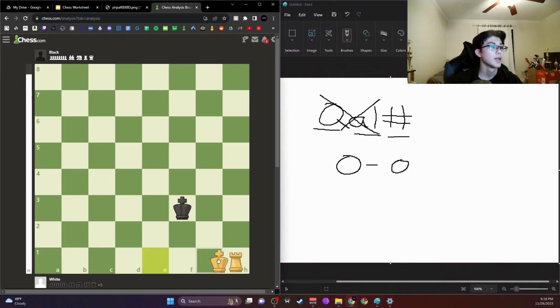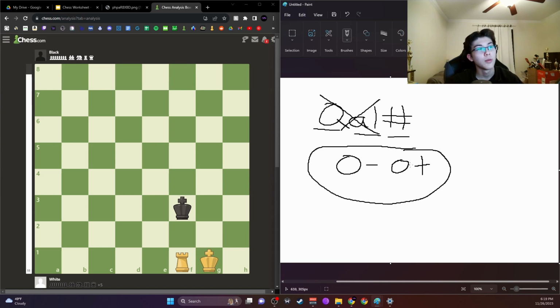And then after that, we would check, is the rook giving check? Is the rook giving checkmate, right? And in this situation, it's giving check. So we write the plus here, right? And we don't have to worry about capturing because you can't capture with a castle. And that's going to be our final notation. It's going to be O-O+, or short castle with check.